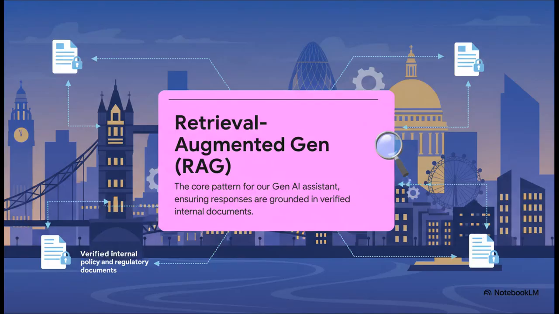Now, for our AI assistant, the how is all about the RAG pattern, retrieval augmented generation. And let me be clear, this isn't just a tech choice, it's a critical business decision. By grounding the AI's answers in a verified knowledge base of internal documents, you basically eliminate the risk of hallucinations. For any enterprise, that's everything. It means ensuring every single response is accurate and compliant.